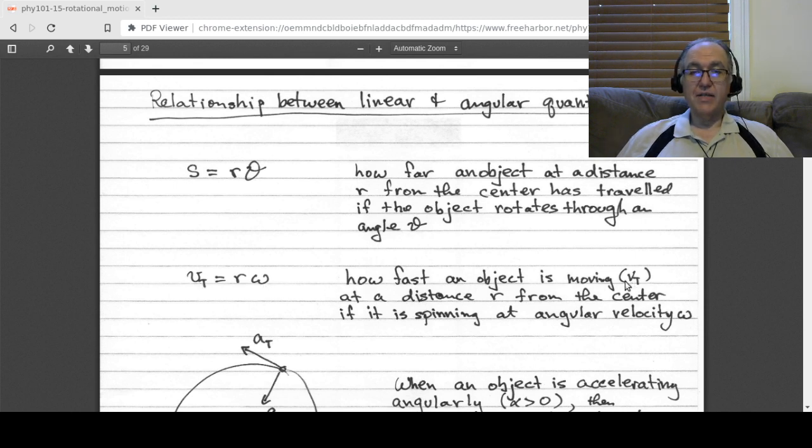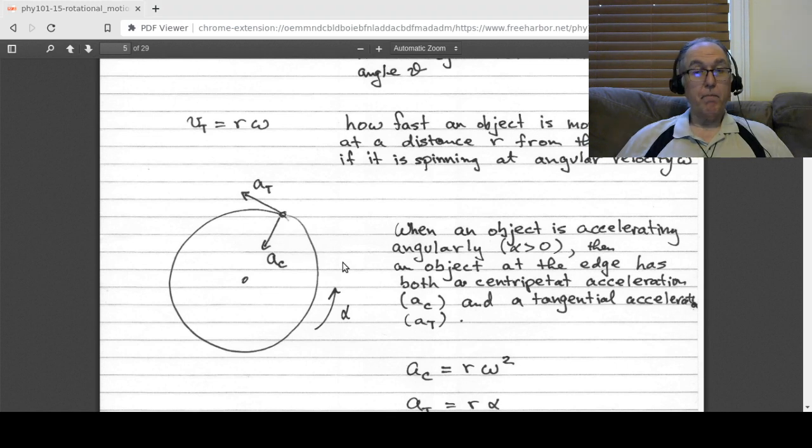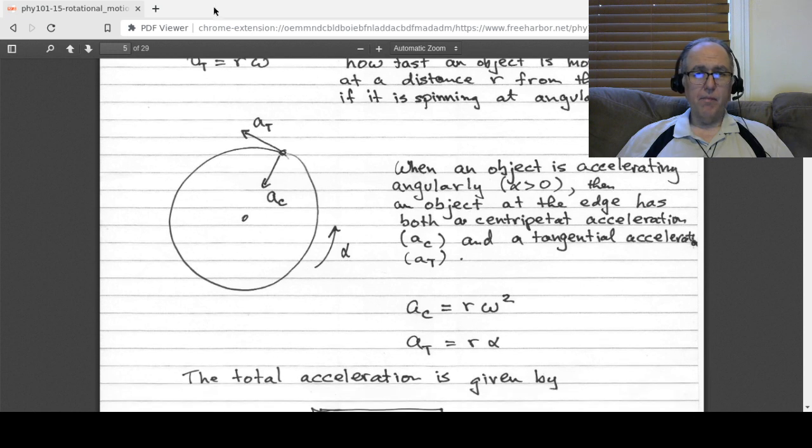So this is how fast an object is moving at a distance r from the center, given that it's spinning with angular velocity omega. And then finally there's angular acceleration, but now it gets more complicated because there are two types of linear accelerations. There's a linear acceleration towards the middle, and that's your centripetal acceleration.